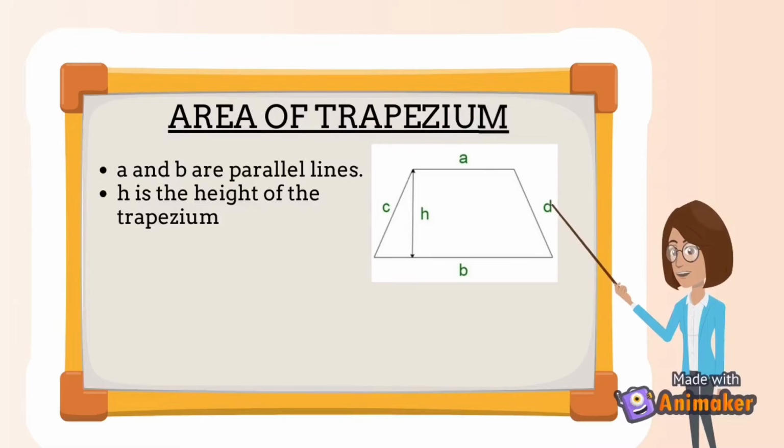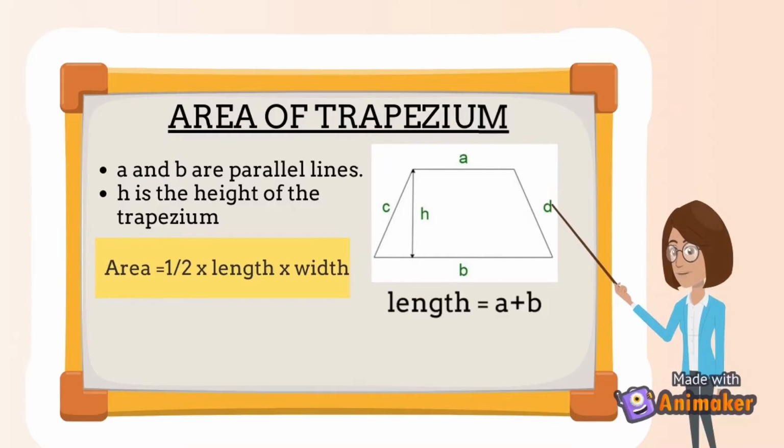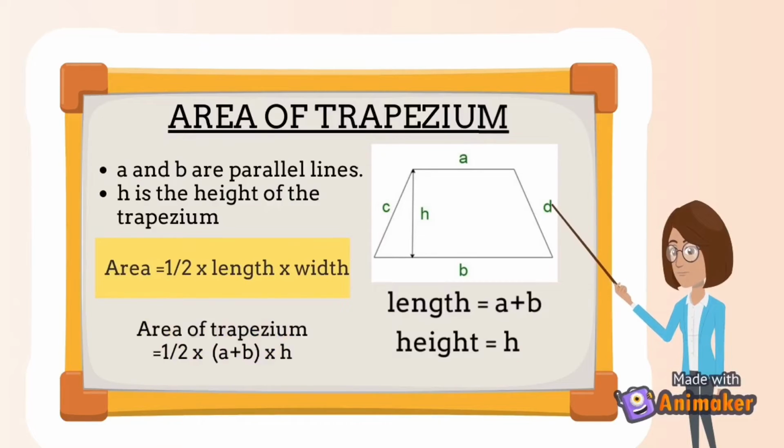The basic formula of area is 1/2 times length times width. The length of the trapezium is represented by the total sum of the parallel lines, which is A plus B. The height of the trapezium is represented by H. So, the formula for the area of a trapezium is 1/2 times A plus B times H.